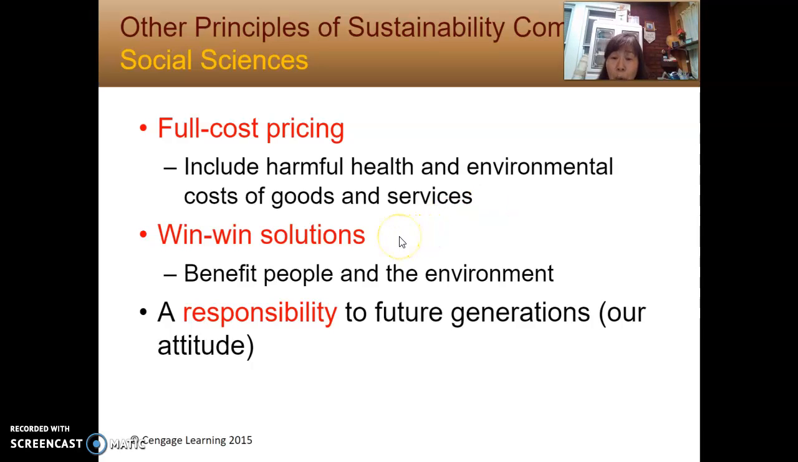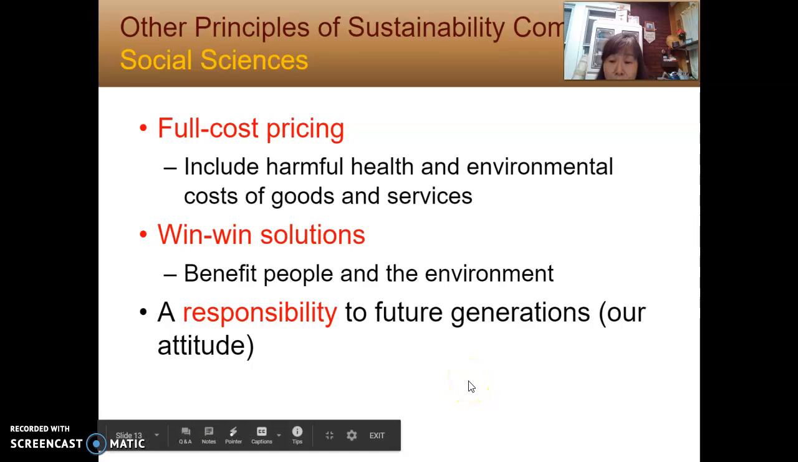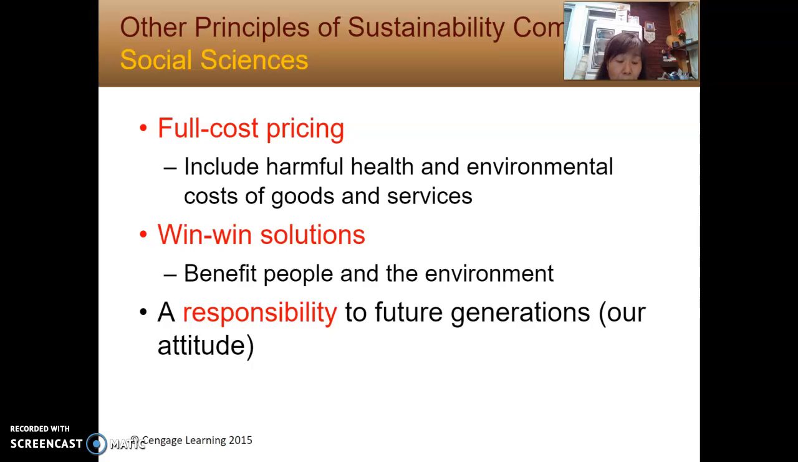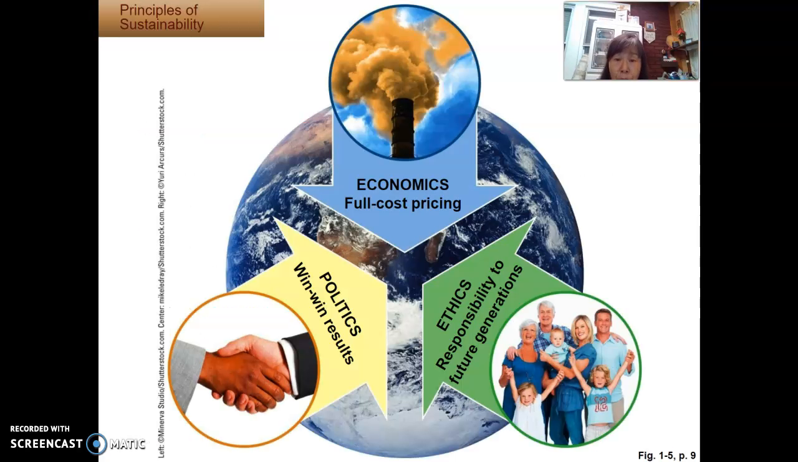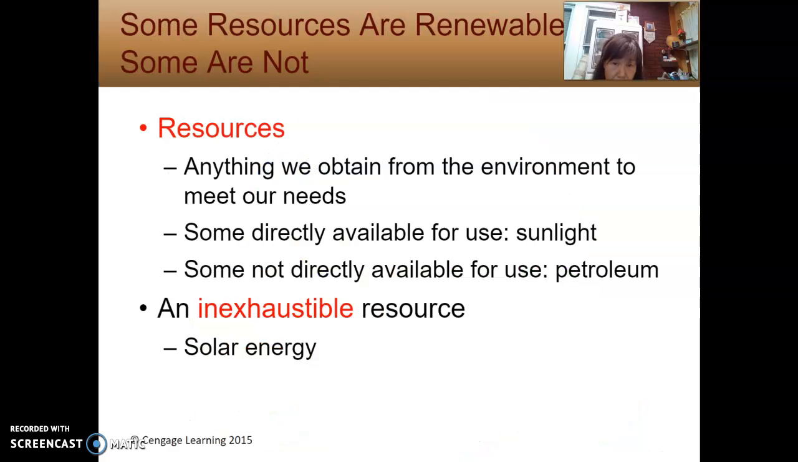And also we need to looking for win-win solutions. Some of the things would benefit people and also benefit the environment. We needed to have wisdom to looking for and practice. And then another one is everyone should have the sense of responsibility to the future generations. This is our attitude. And then those three symbols show you the social aspect, like economically, full cost pricing, politically is win-win results, and then ethically, we need to have responsibility for future generations.